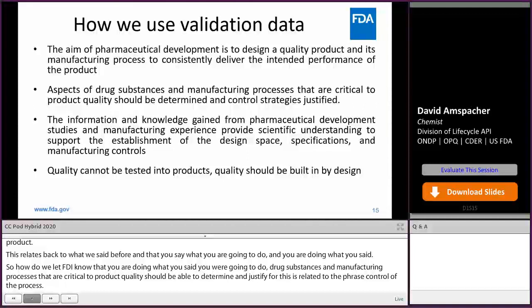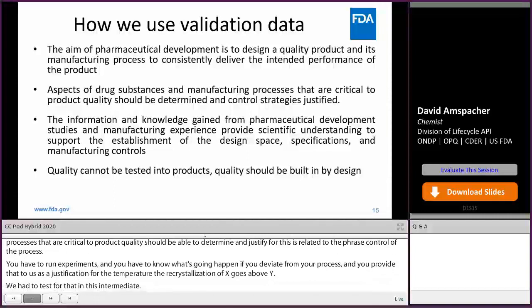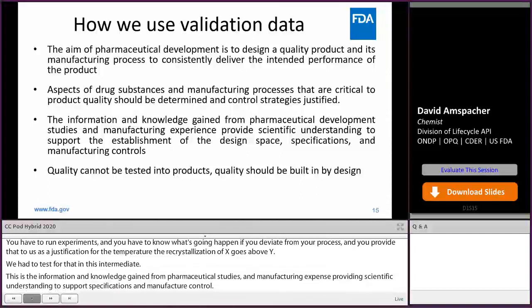This is the information and knowledge gained from pharmaceutical development studies and manufacturing experience, providing scientific understanding to support the establishment of the design space, specifications, and manufacturing control. Quality cannot be tested in products. Quality should be built in by design. You do not know what is going to happen if your process goes outside the parameters. You cannot test for it because you do not know what the problem is. You don't know what you don't know.